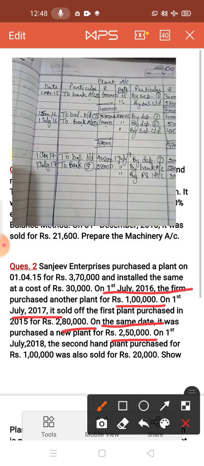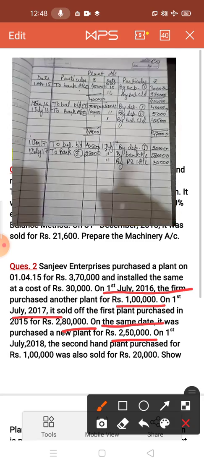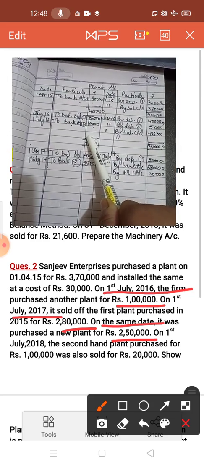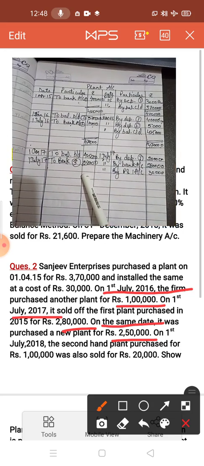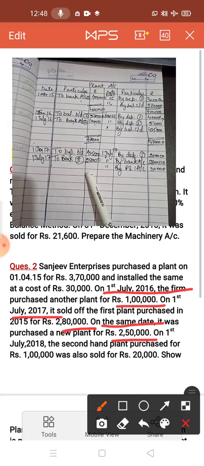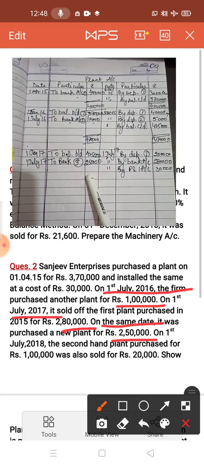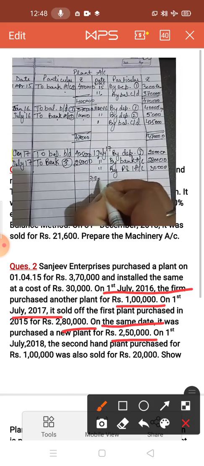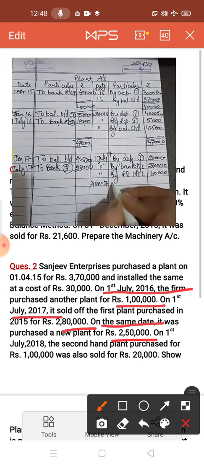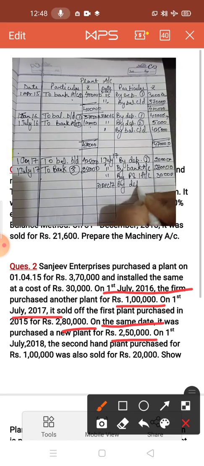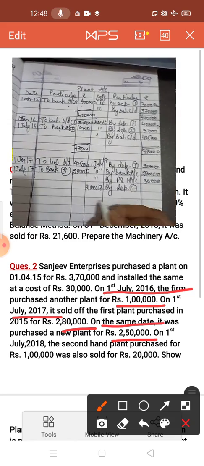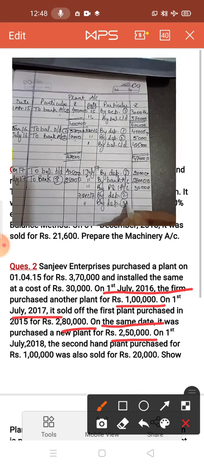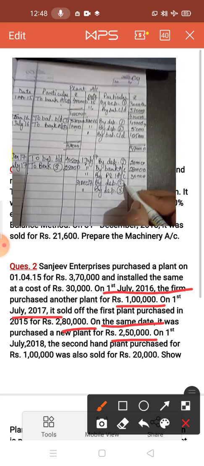Okay. Now children, you have to see very carefully. First plant completely disposed of. Second plant is remaining. Third plant also you have to charge the depreciation. Now come to the depreciation. Depreciation always charge on 31st December 2017. So here you have to charge the depreciation number 2, then on the same day depreciation number 3. Number 1 you have already done, 2 and 3.